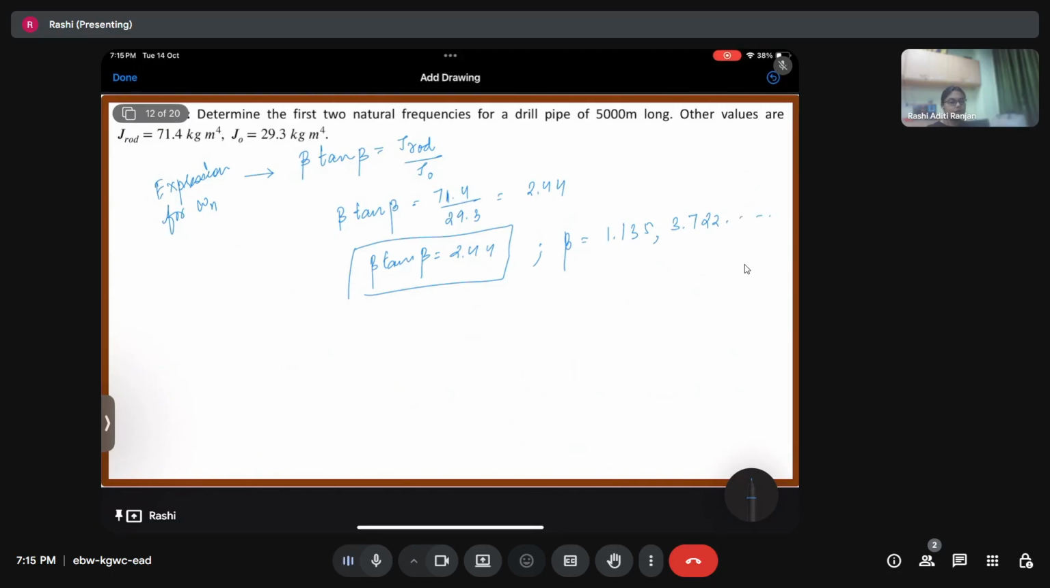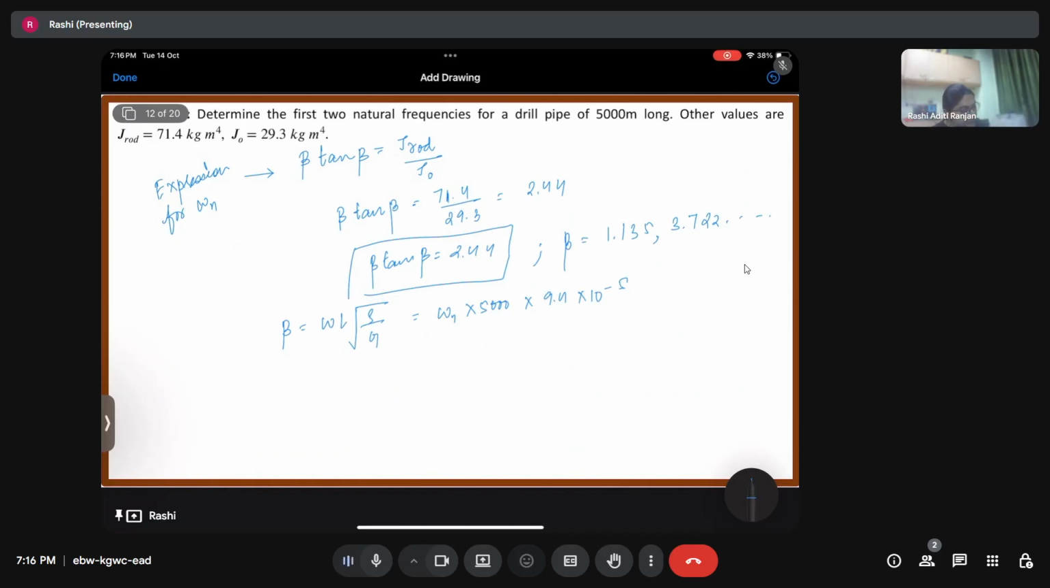So now I know the values of beta. It depends upon J rod by J naught. I just have to substitute it in order to get the omega n. Remember, beta was nothing but omega L under root rho by G, right? Omega I need to find out. L is 5000. And rho by G is going to have a particular value. It will depend upon the density of the material and the shear modulus of the material. For now, I have just evaluated it and we can write it as 9.4 into 10 to the power minus 5. This will definitely depend upon the material, since it's a material property.